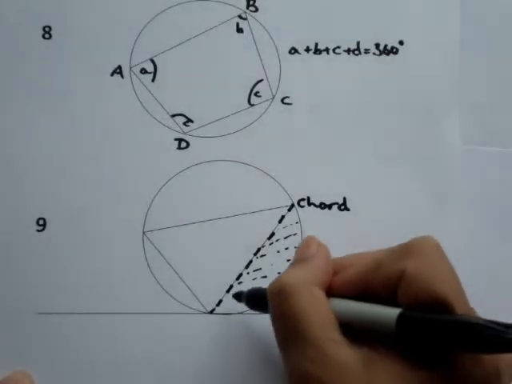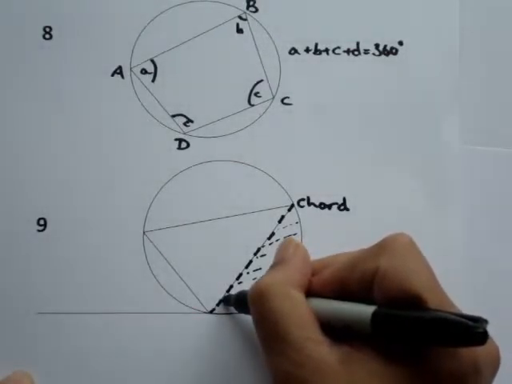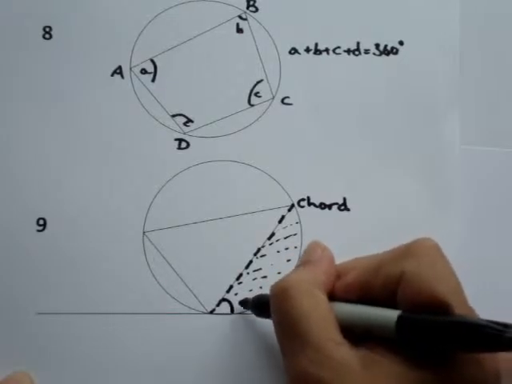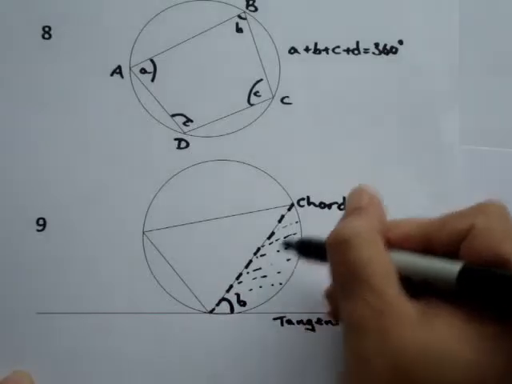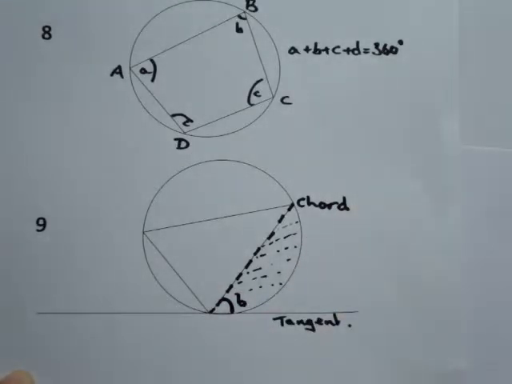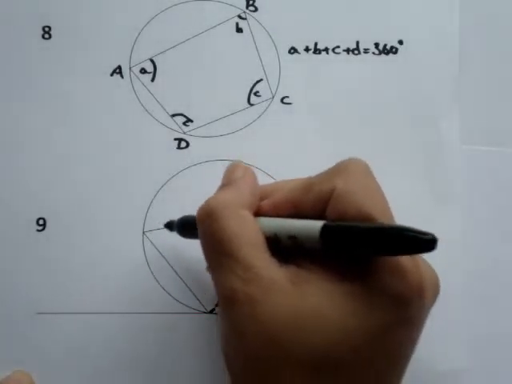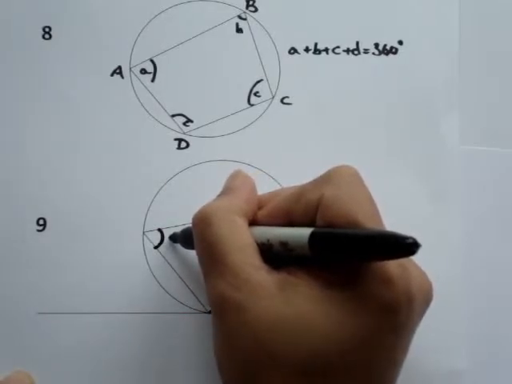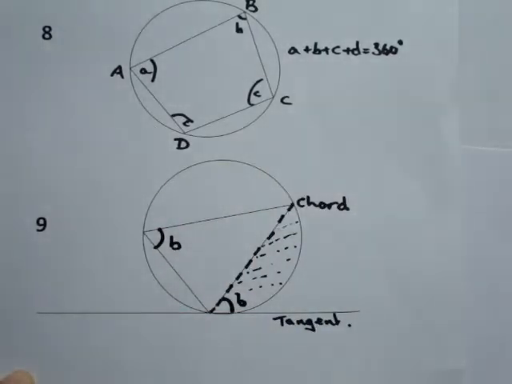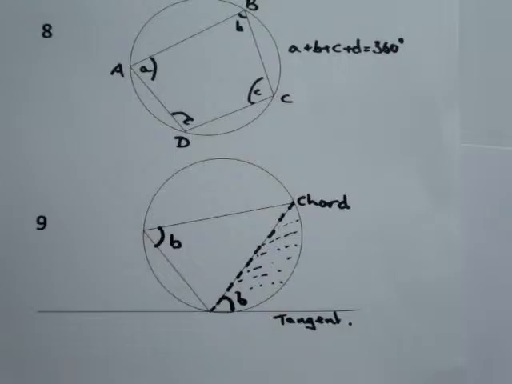Then this angle B formed inside the segment, the angle between the tangent and the chord in that segment, is equal to the angle formed in the opposite segment, so it's equal to this angle. So the angle in the opposite segment is equal to the angle from the chord to the tangent.